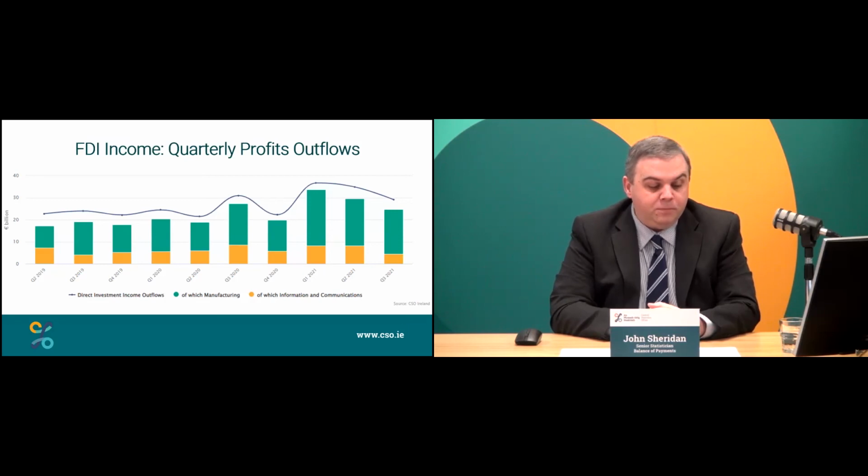Year on year, we can see an increase in the manufacturing sector, which is up 1.3 billion euros. But again, we can see a decrease in the information and communication sector, which is down 4 billion. And again, this is driven by the differences in royalty imports between the two quarters, with the increased royalty imports in this quarter and the low level of royalty imports in Q3 2020.